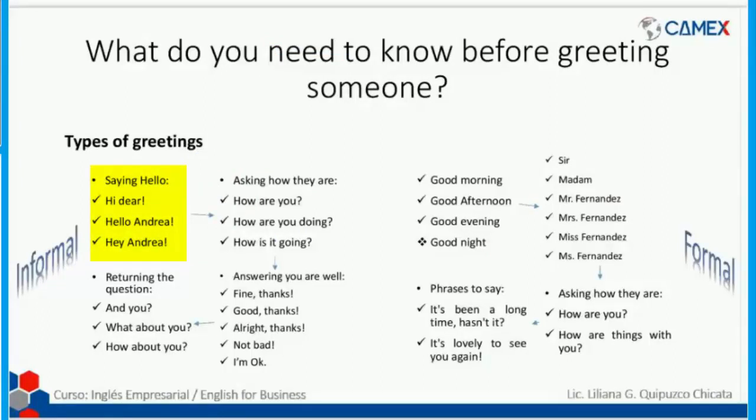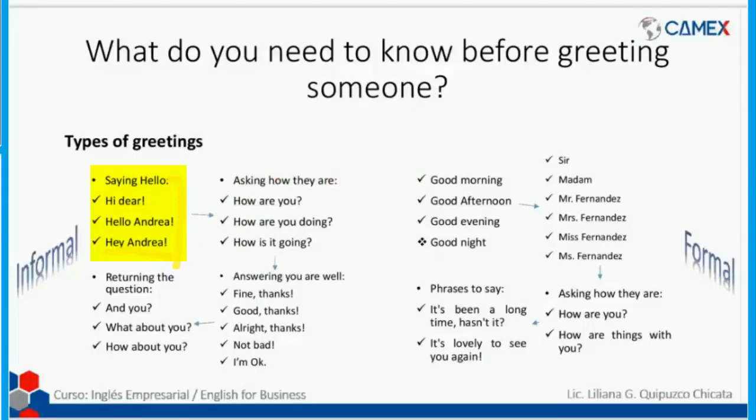We can say hi dear. You know what is dear, right? So we can say hi dear. We can say hello Andrea, for example, as a name. Hello Erika, hello Emerson, hello Sergio. Also, and this one, hey, it is more for American people from the USA. So they say, hey Andrea. So these are the main types of saying hello.